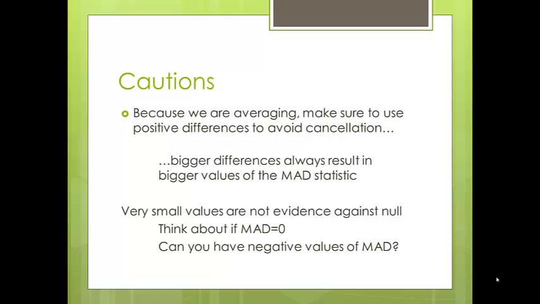Finally, very small values are not evidence against the null. Think about what a MAD statistic of 0 means. This means that there's no differences in the groups. That would be sort of as little evidence as you could have against the null hypothesis.